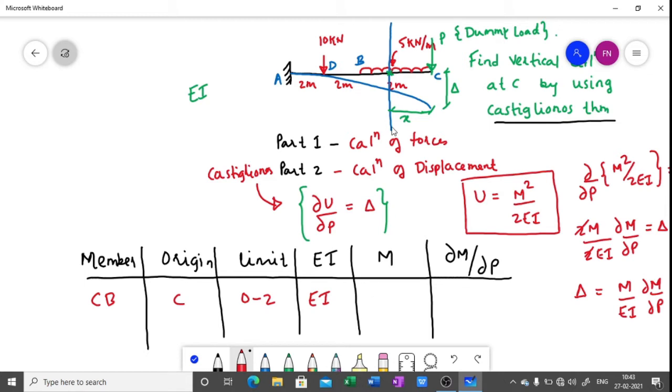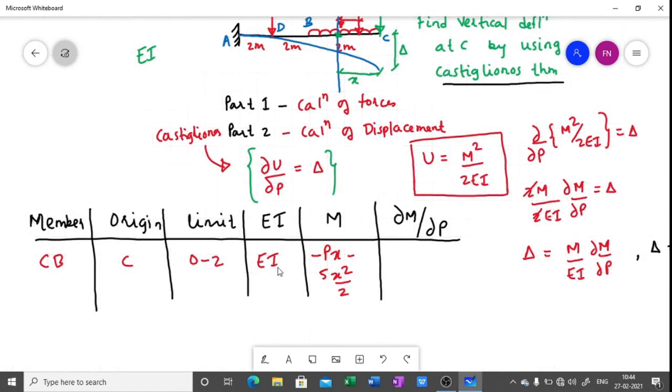Now M for this member. At this particular point, P into X is creating moment, minus P into X, and the UDL over distance X is also creating moment. From here to here, the length of UDL is X. The total load of the UDL will be 5 into X, and the perpendicular distance will be X by 2. This creates a clockwise moment, which is negative: minus 5X square by 2. We need to partially differentiate this equation with respect to P, and we will get minus X.